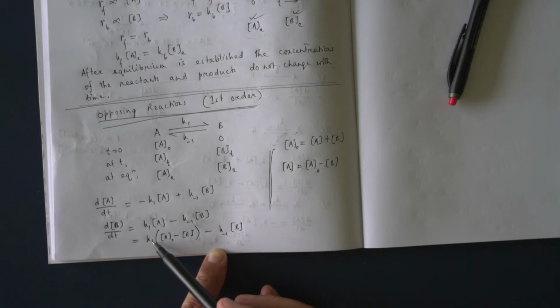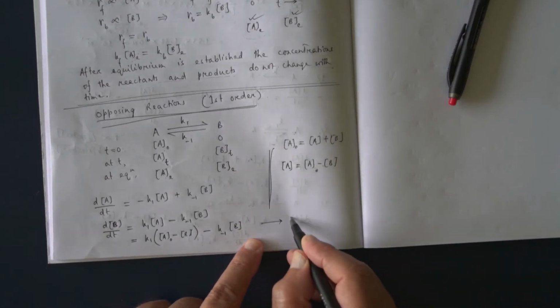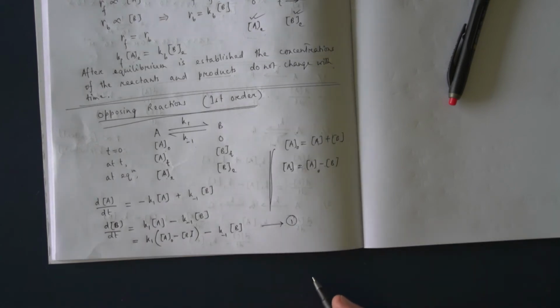That means we will have only one rate constant, not two rate constants. We will try to replace k minus 1 by k1, so that in the expression we have only one rate constant. Then our calculation will be easier. Okay, so this is number 1. Once again, what is our aim? We will replace k minus 1 by k1.